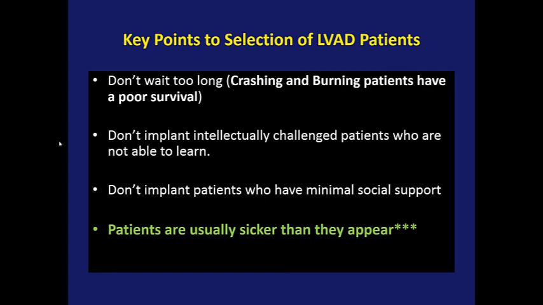You don't want to implant people who are intellectually challenged and not able to learn. If they have family support, that's important, but they have to be able to learn the device because they can't die because they can't put the batteries in. So even with our Downs young man, he learned the device. You don't want to implant people with minimal support. And lastly, patients are really sicker than they appear.